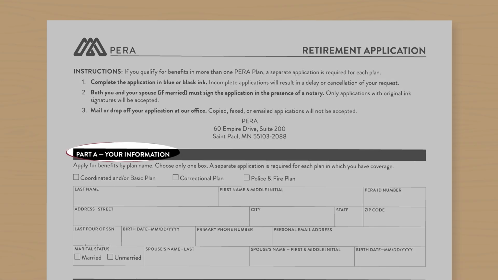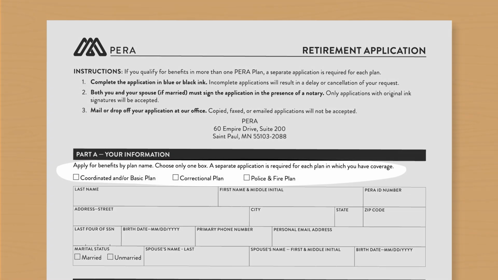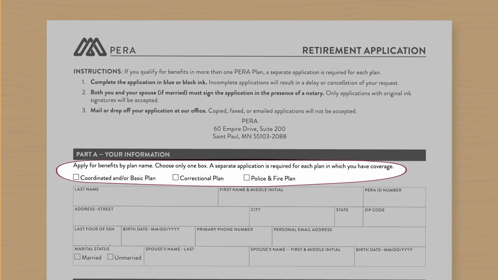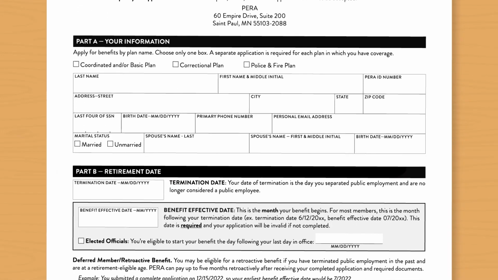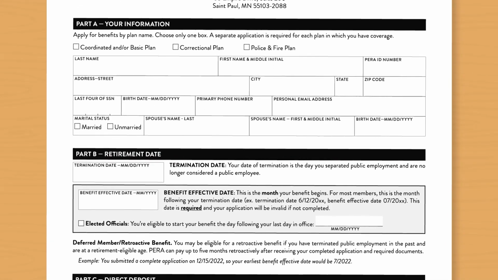For Part A, your information, select the plan that you're applying for. A separate application is needed for each plan in which you will be collecting a benefit. Each plan benefit will be paid to you as a separate payment. The good news is you can make different choices for each benefit. For example, you can choose a different benefit option, bank account, and tax withholding for each separate payment. Also in this section, you will enter the personal information for you and for your legal spouse if married.